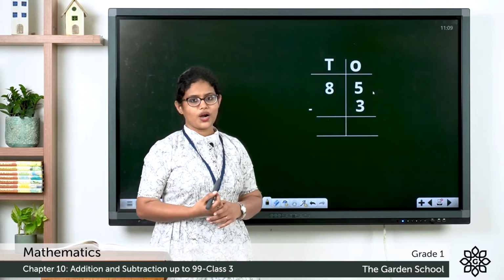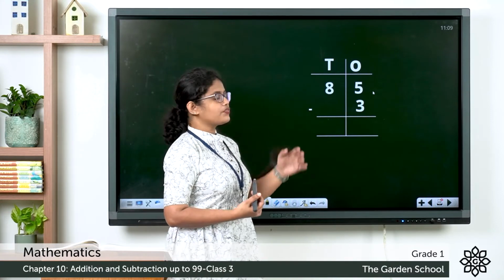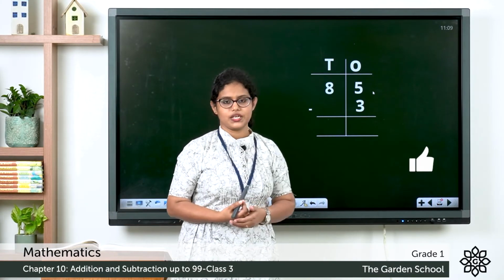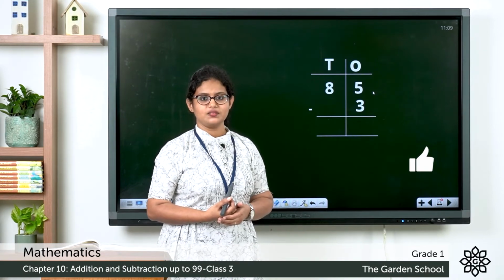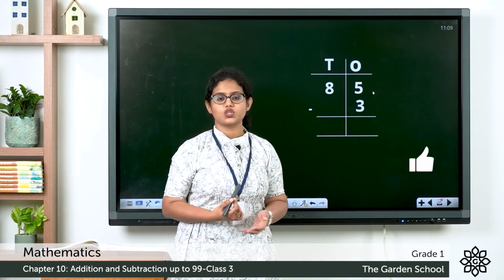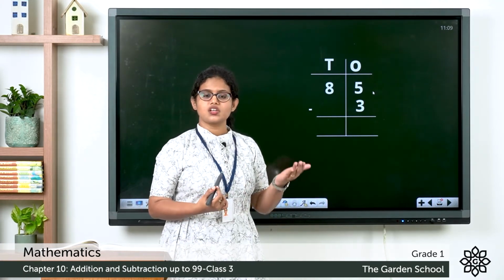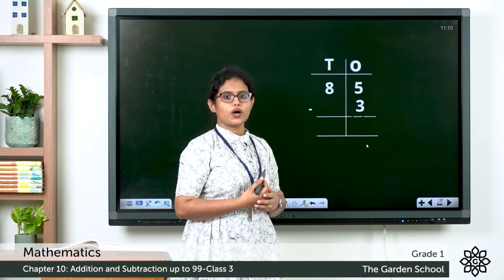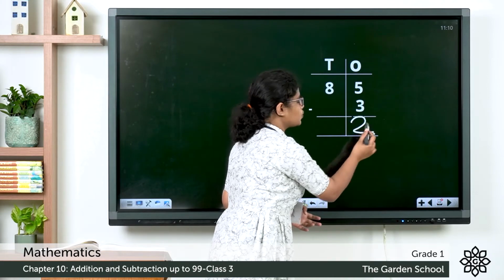So let's do one more sum. 85 minus 3. So first see the ones place. Which numbers are there? 5 ones and 3 ones. So what is 5 ones minus 3 ones? It makes 2 ones. So let's write 2 here.